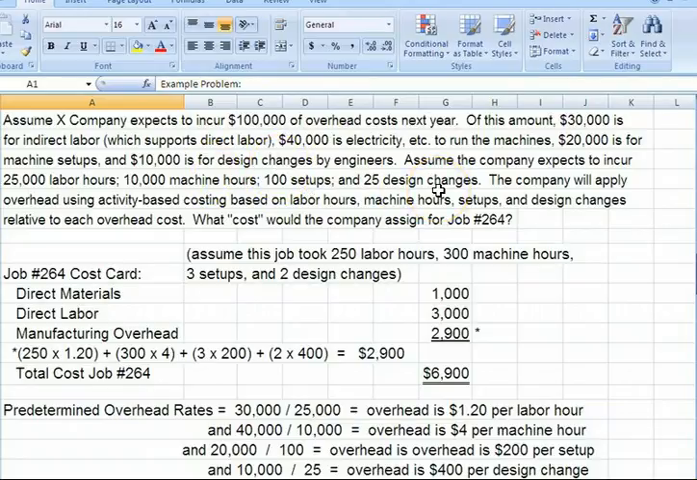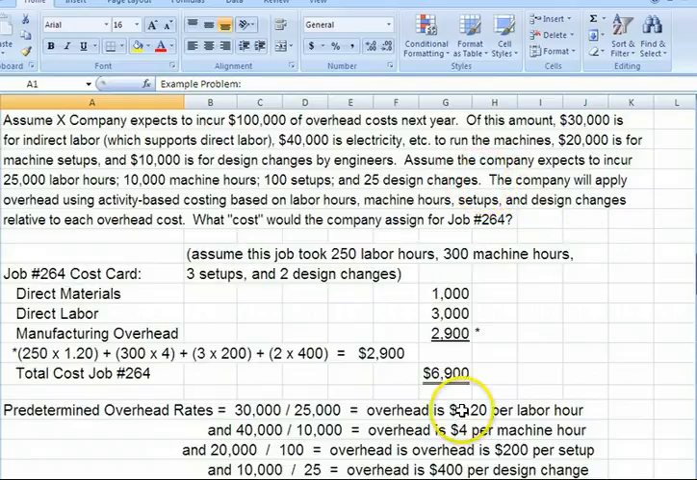The products that use a lot of labor hours, a lot of machine hours, a lot of setups, a lot of design changes are basically responsible for a lot of the overhead costs that occur. So those particular products should shoulder more of the responsibility for covering overhead than the products that don't have a lot of labor hours, machine hours, setups, design changes. So a lot of people who advocate ABC say it's a much fairer way of allocating overhead because the products that use a lot of activities will be assigned more overhead than the products that don't.